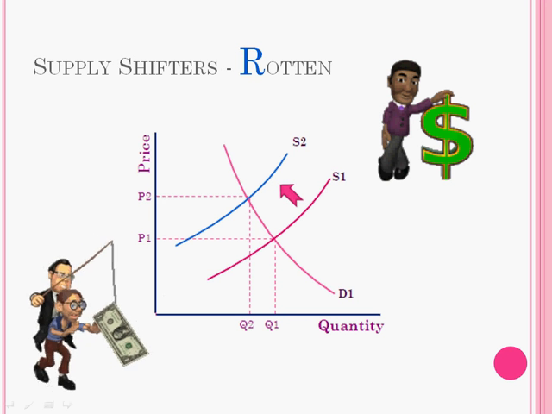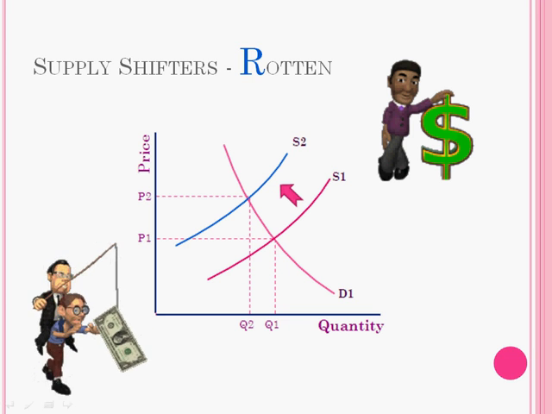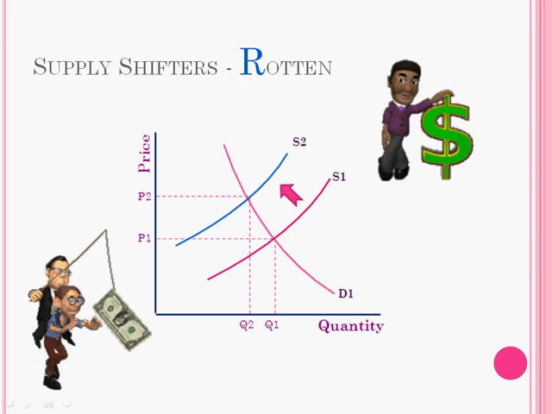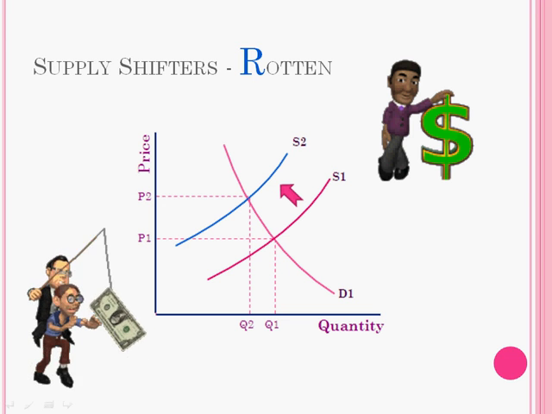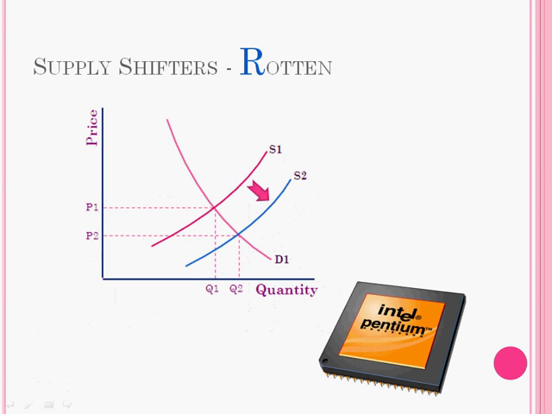The first supply shifter is R, and the R basically is for resource costs. And if the cost of a resource goes up, we would see supply decrease. If the cost of a resource goes down, maybe due to new technology or just the fact that it's cheaper, we would see supply increase or shift to the right.